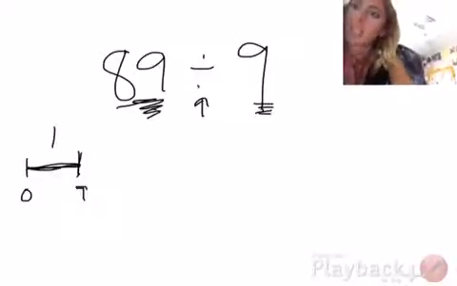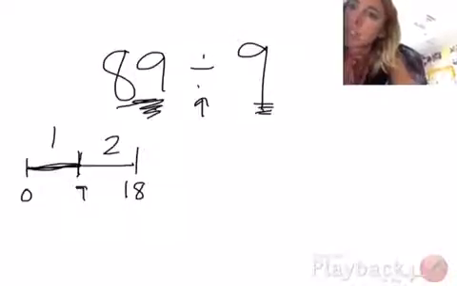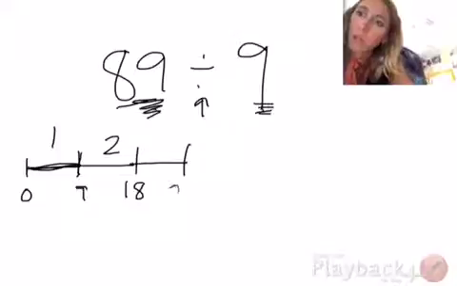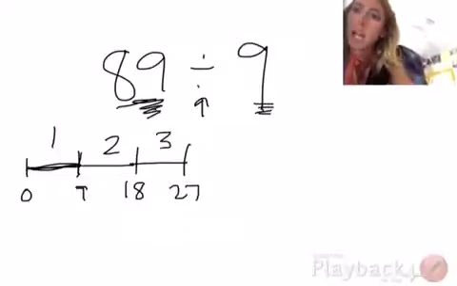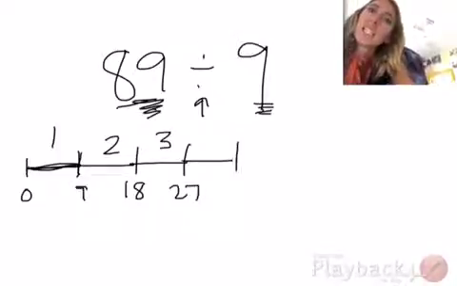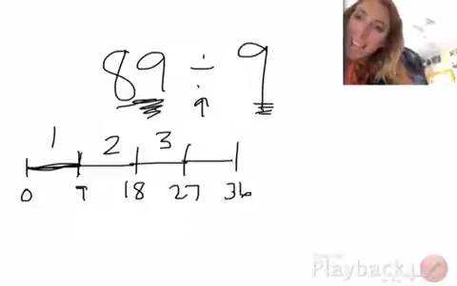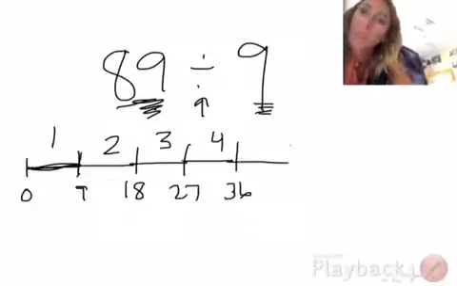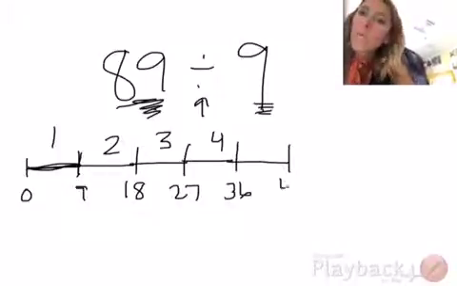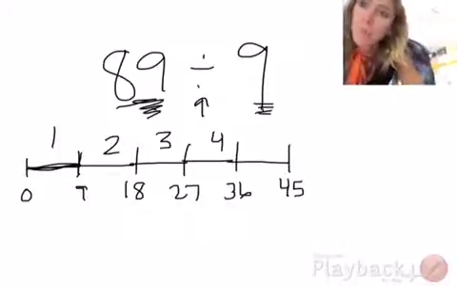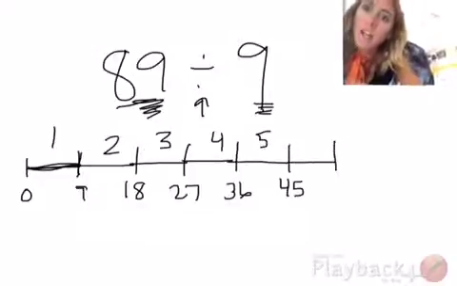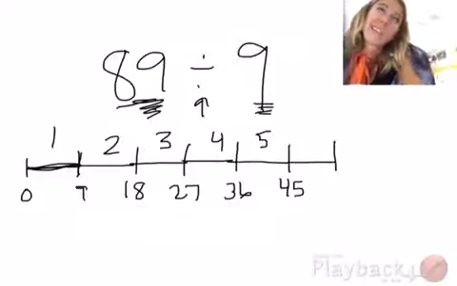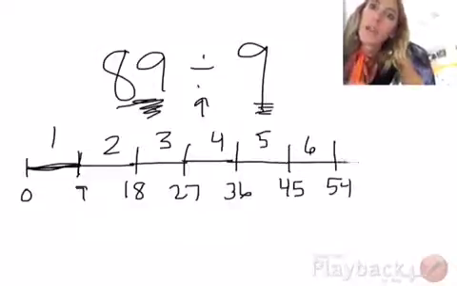That's worth 9. If I go another group, another 9, I'd be at 18. There's 2 groups. Another group, I'd be at 27. Another group, I'd be at, do you know it? 36. Another group, and I'm at 45. I'm just adding 9 each time. If I add another 9, I'm at, do you got it? 54. I go another group.